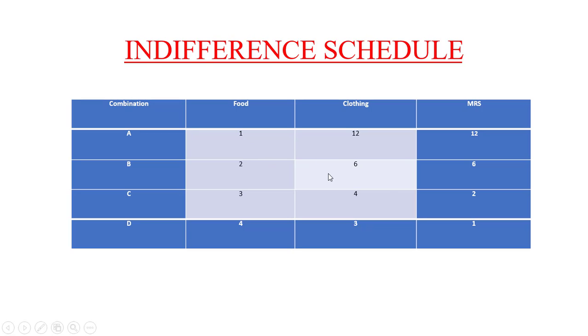So as you increase the food item, that much clothing you are decreasing, right? So these are the various combinations. If you are taking one item of food, your clothing is going to be 12, and when you go for 2 items of food, then your clothing is going down. It is going down because we have to combine. As one item is increasing, the other item has to be decreased. And what about the marginal rate of substitution? Marginal rate of substitution keeps on diminishing, keeps on going down. So this is the indifference schedule.